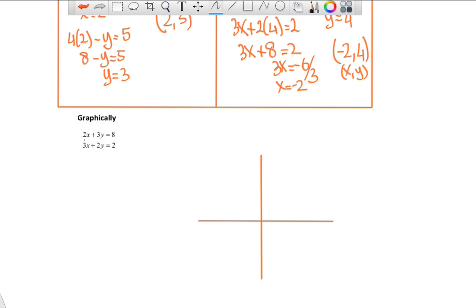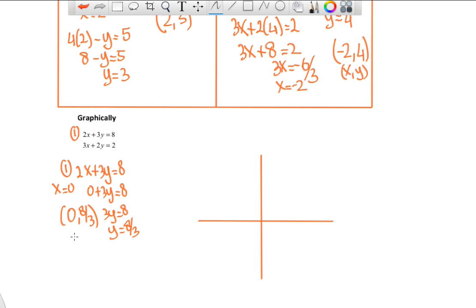So now the question is, how do I graph these things? So let's start with the first one. Okay, so there are different ways of graphing this. You can plug in zeros for the x's and the y's, and that would be using intercepts. So if I say, let's see what happens when x is 0, then you get 0 plus 3y equals 8. So then you get 3y equals 8, so y equals 8 over 3. So that means that the point 0, 8 over 3 is on my first line. So that's on line 1.